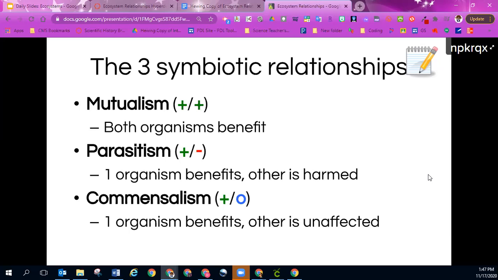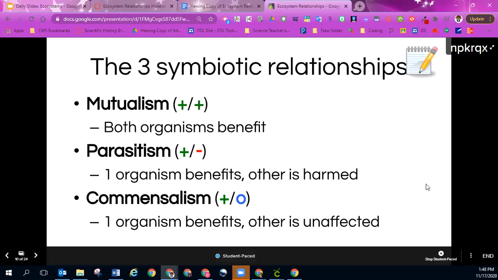Think about mutually beneficial things. They're good for both organisms. Parasitism is where one organism benefits and the other one is harmed. Most people have heard the word parasite. Just think about how with a parasite you have a host that's usually the one being harmed, and then you have the parasite that's usually feeding off of the host and doing quite well. And then we have commensalism, which is where one of the organisms is going to benefit and the other one is going to be completely unaffected. It doesn't benefit nor is it harmed from the relationship that's going on with the organism.